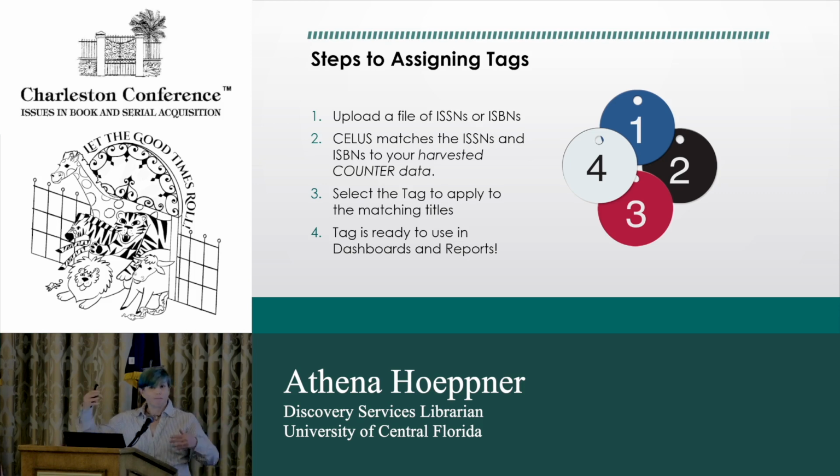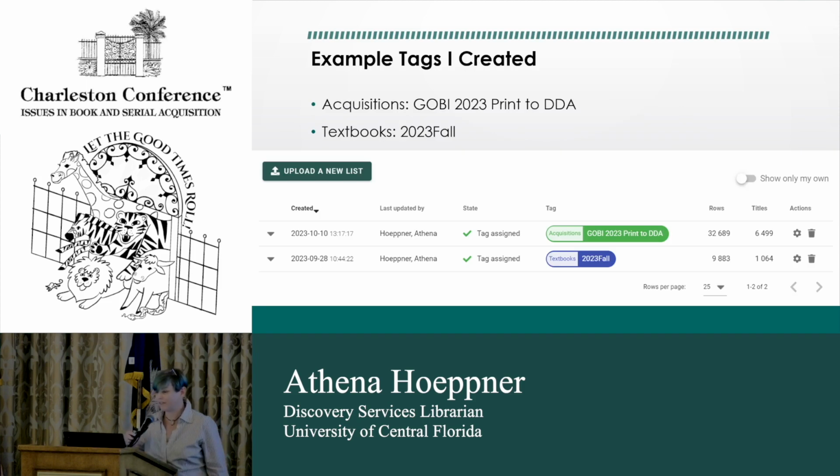It then pre-matches for you. It says, of all the things that you have data for, the data that you have harvested, not everything that exists, but your data set, what are the matching ISSNs and ISBNs for this? So it says, okay, you uploaded 9,000 ISBNs. Of those, we found 1,000 that had usage for your reported book usage. And then I would say, well, I want to apply a tag to those, something about books, and I'll create a tag and apply it to that title list. I know that's kind of vague, but I'll walk through an example and then I'll be done.